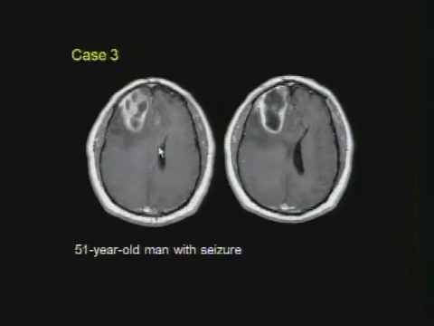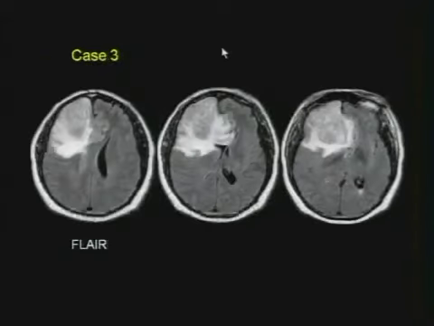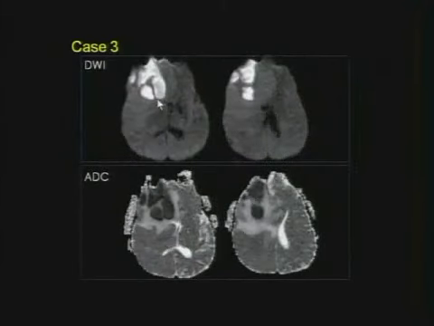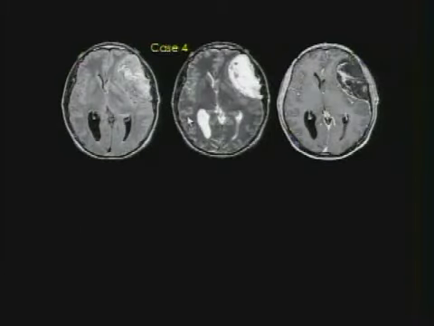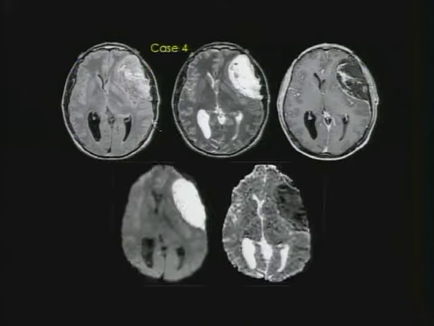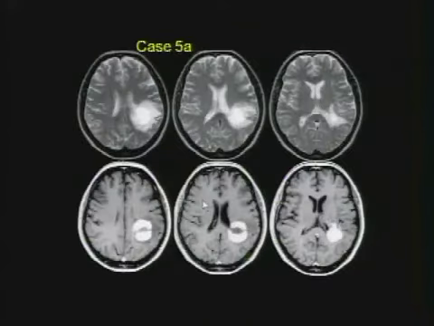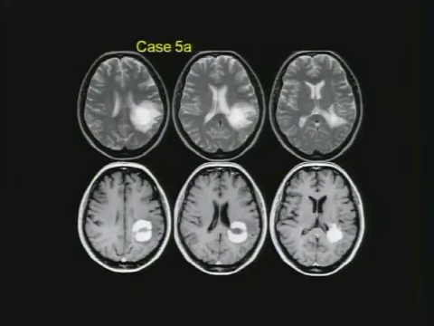Here's a mass, right frontal lobe. But this is the key. Diffusion and ADC showing you markedly reduced lesion, pyogenic abscess. Think about pyogenic abscess. So diffusion is very, very helpful. Here's an extra-axial mass, markedly reduced. This is epidermoid, classic.